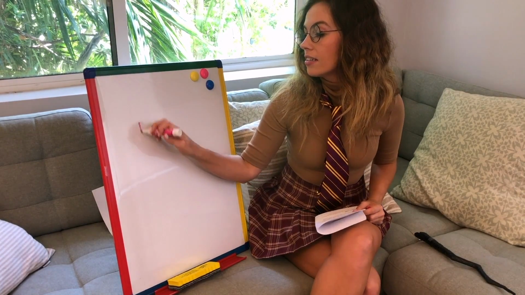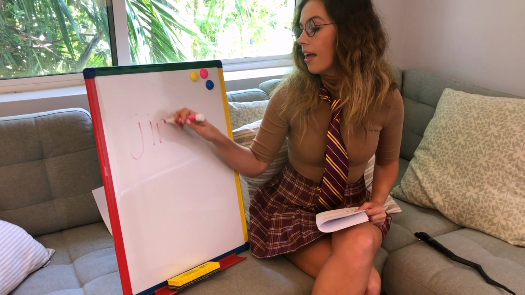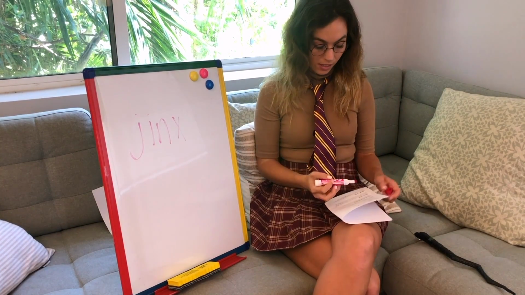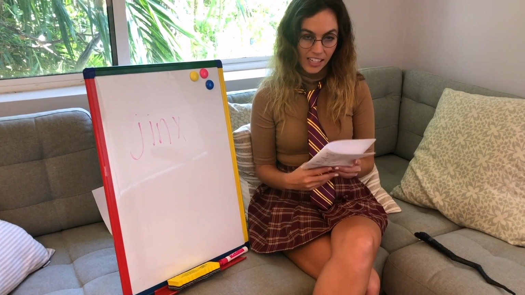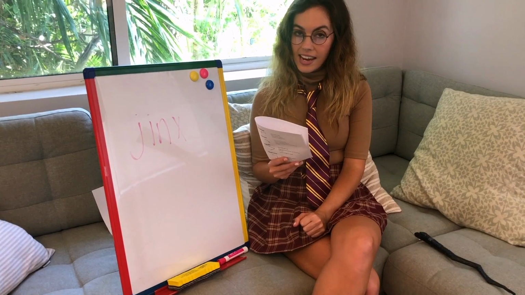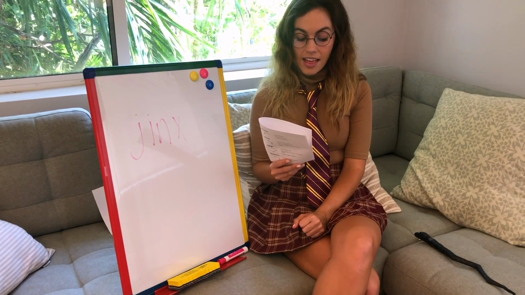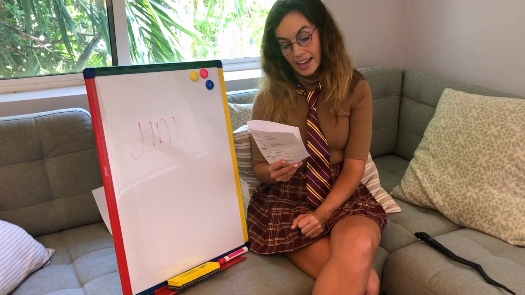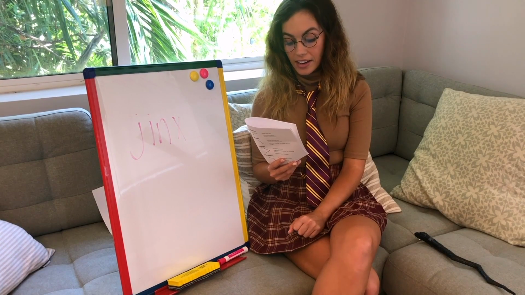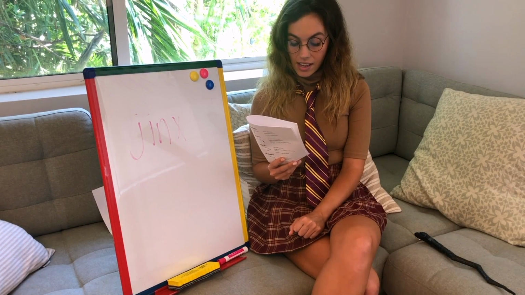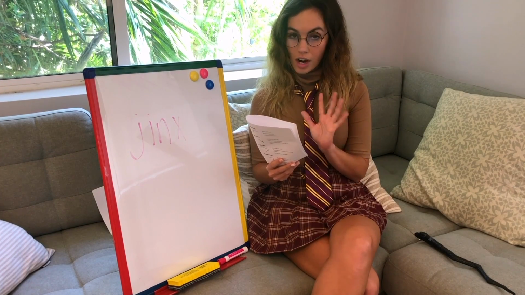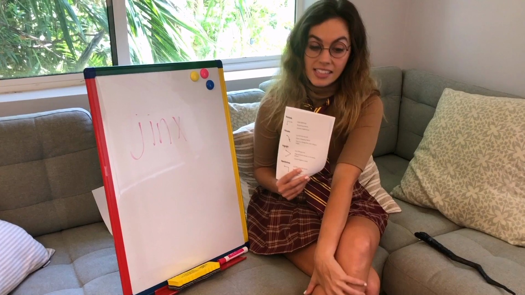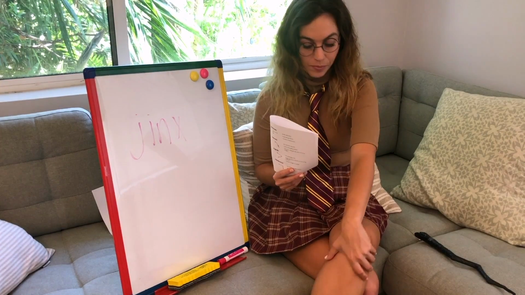Okay. Jinx. A jinx is a type of dark magic that causes a negative effect. They are typically amusing to the caster, causing a minor inconvenience to the target. It can also be used in defense. So it's a dark magic that causes negative effects.